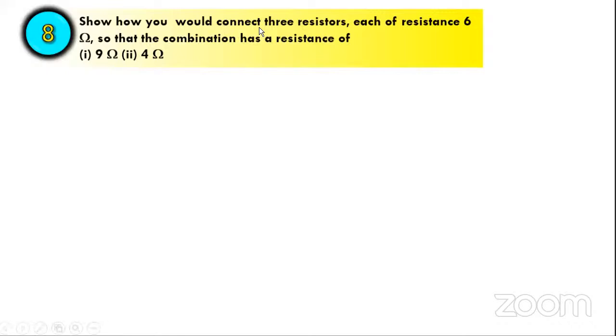Show how you would connect the 3 resistors. How many resistors are given here? 3 resistors. Each has a resistance of 6 ohms, so that the combination has an equivalent resistance of 9 ohms and 4 ohms. So here 3 resistors are there. The value of each resistor is how much? 6 ohms. R1 is equal to 6, R2 is equal to 6, R3 is equal to 6. Now connect these 3 resistors such that you get an equivalent resistance of 9 and also 4. 2 questions are there.